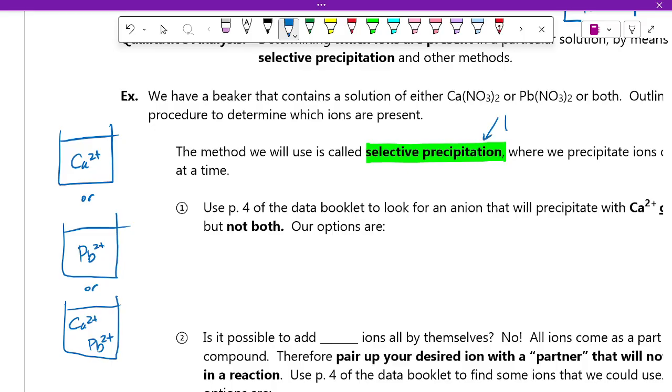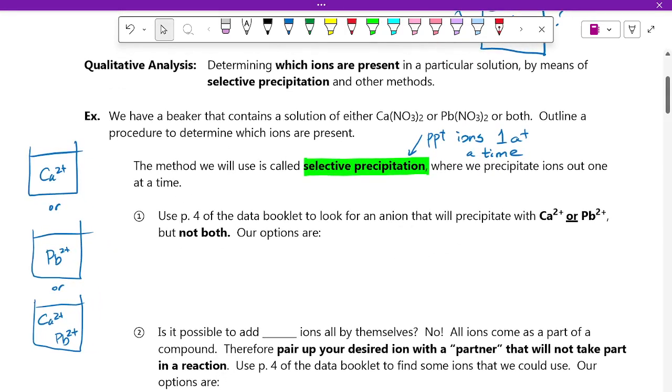And what we do there is we precipitate ions one at a time. So you want to precipitate either the calcium or the lead, but not both. Okay? So you are going to go onto page 4 of your data booklet, and look for an anion, because these are cations. So you're going to look for an anion that will precipitate calcium or lead, but not both. So grab your data booklet if you don't already have it out.